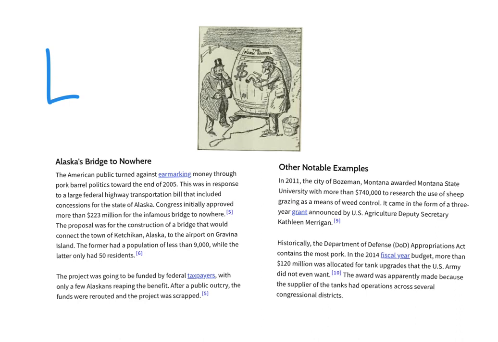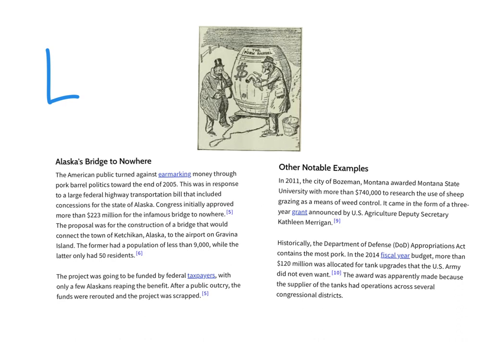So the most famous example is there on the left, which was the Bridge to Nowhere in Alaska. It was a $400 million project. It would have joined a town in Alaska to Gravina Island, which housed about 50 people and a small-scale airport. The bridge, because it's called the Bridge to Nowhere, was never built. Next up, other notable examples, we can see there in 2011, Montana State University was granted $750,000 to use sheep grazing as a means of weed control.